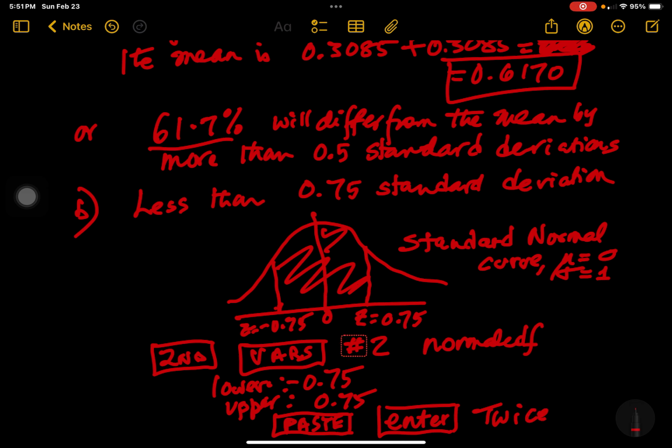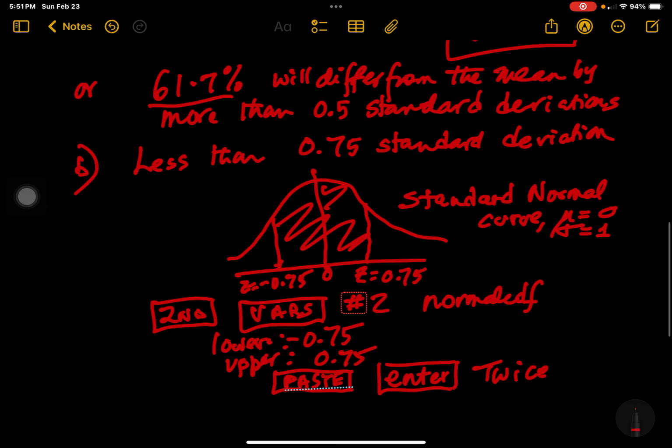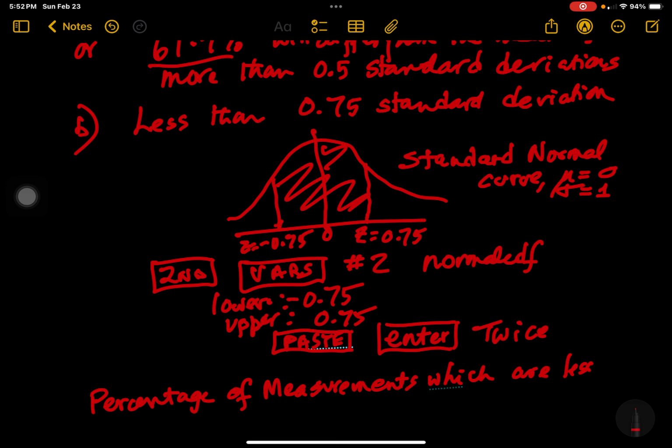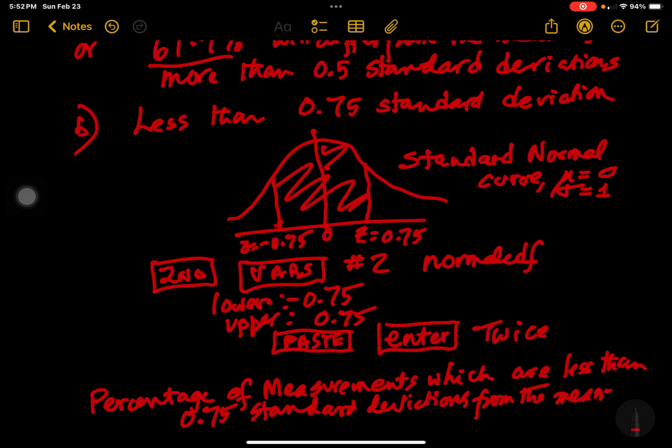Okay. So when we do that, the total area, so the percentage of measurements which are less than 0.75 standard deviation from the mean, is equal to the total area 0.5467, or the answer can be written in percentage: 54.6% of the measurements are less than 0.75 standard deviation from the mean.